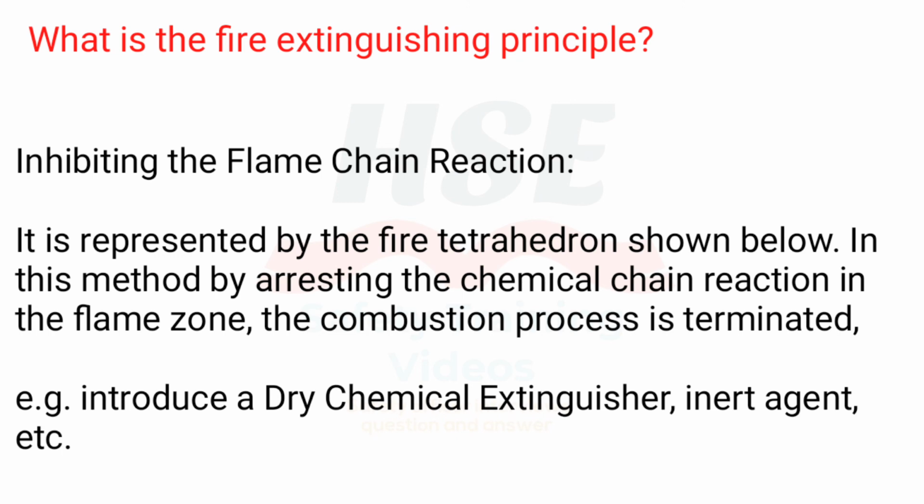Inhibiting the flame chain reaction. It is represented by the fire tetrahedron shown below. In this method, by arresting the chemical chain reaction in the flame zone, the combustion process is terminated. For example, introduce a dry chemical extinguisher, inert agent, etc.